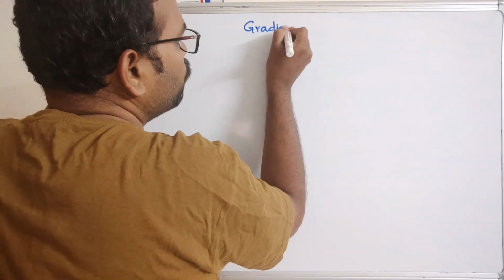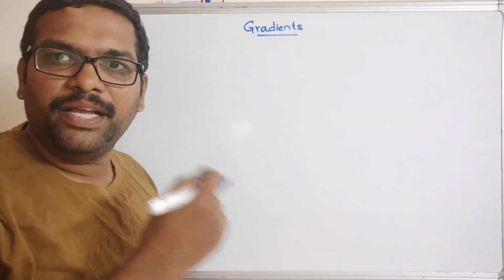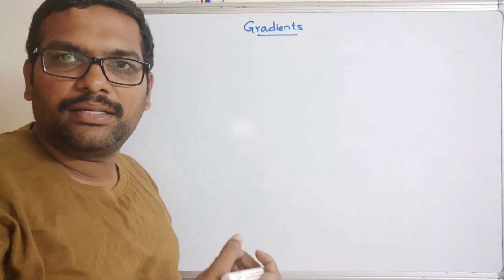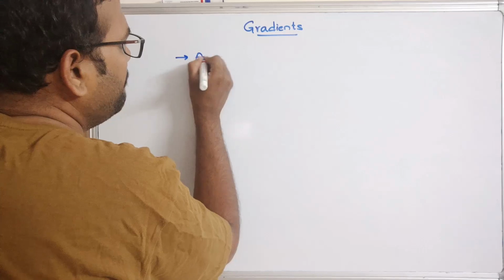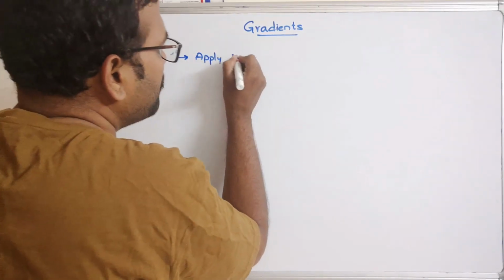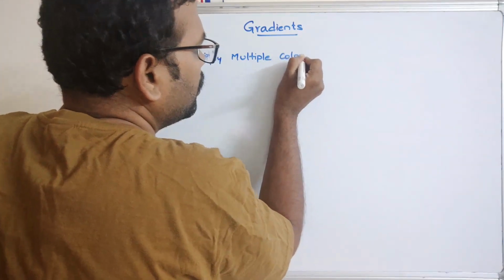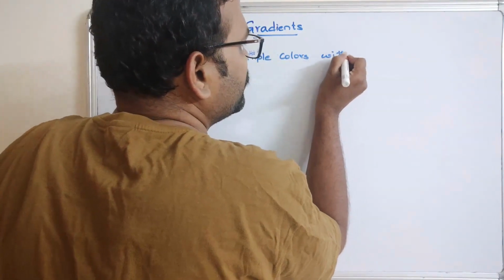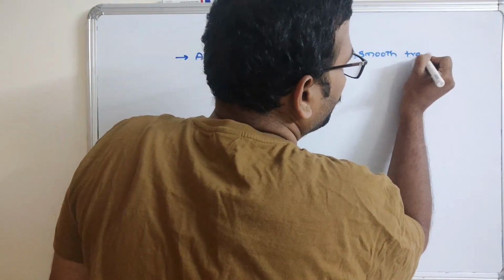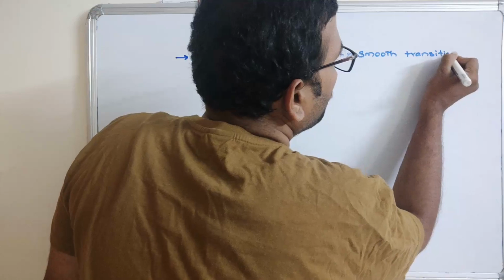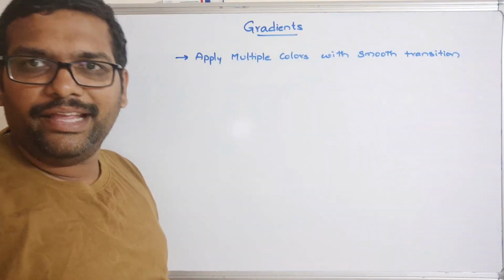So first let us know about the gradients. What is meant by this gradient? Gradient means applying multiple colors at a time on the web page, with a smooth transition. That is called gradient. And here we have around three types of gradients.